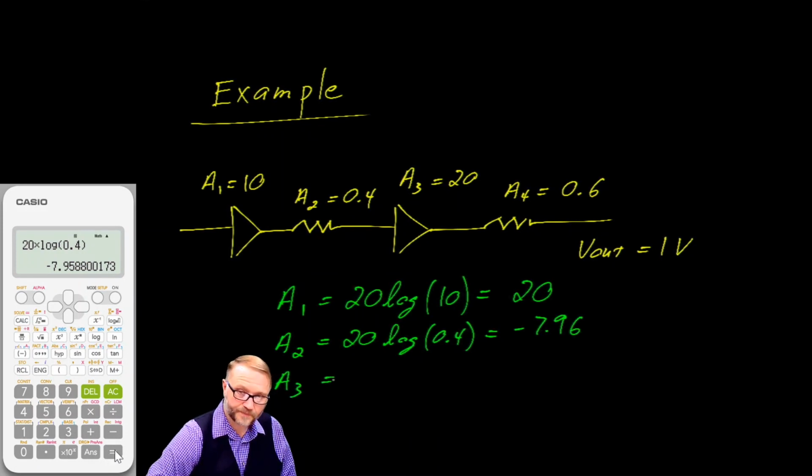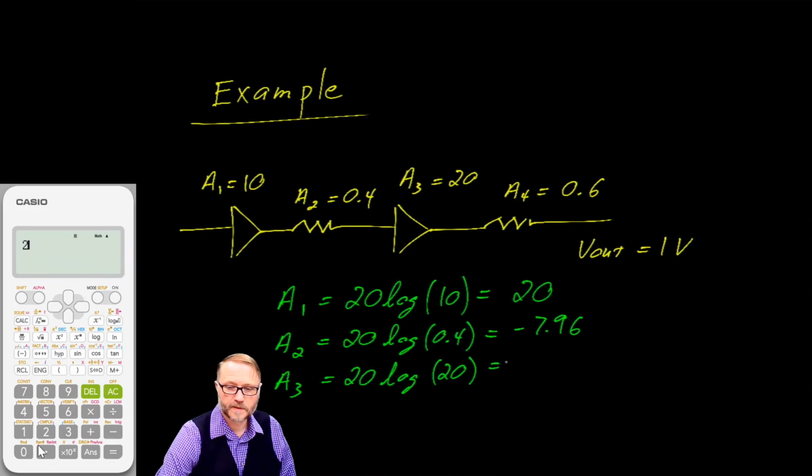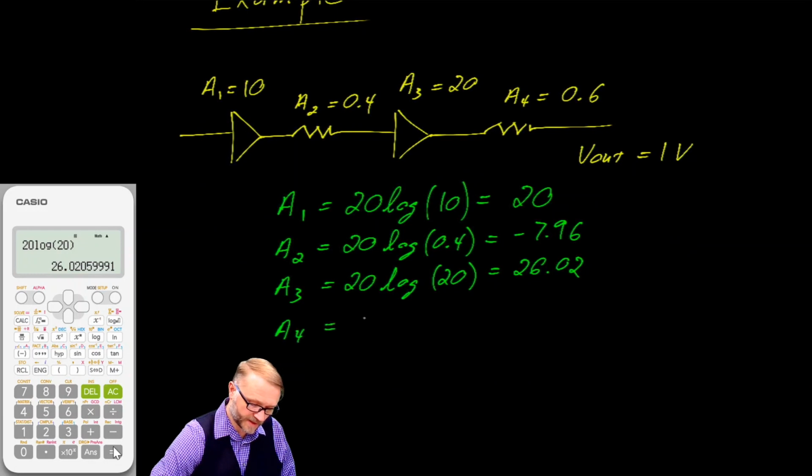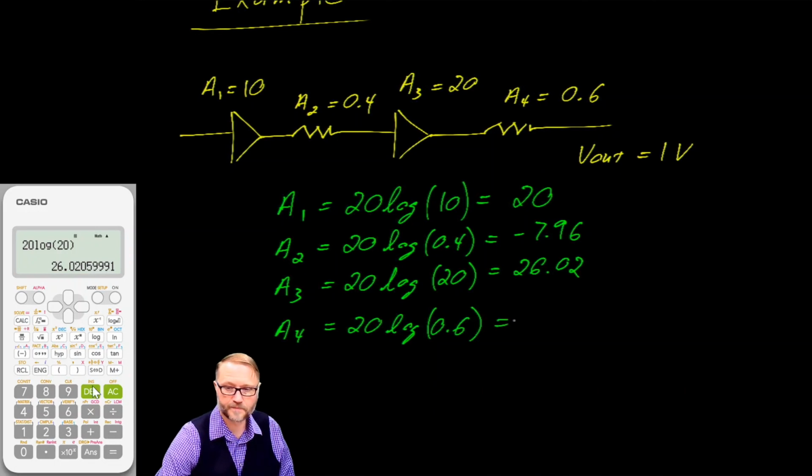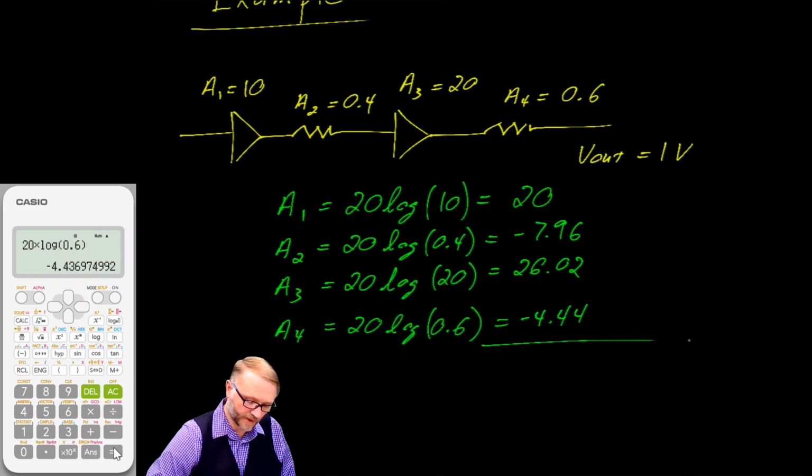Gain 3 is 20 log of 20. 20 log 20. So that's 26.02. And finally, gain 4 is 20 log of 0.6. 20 times log 0.6. Negative 4.44.